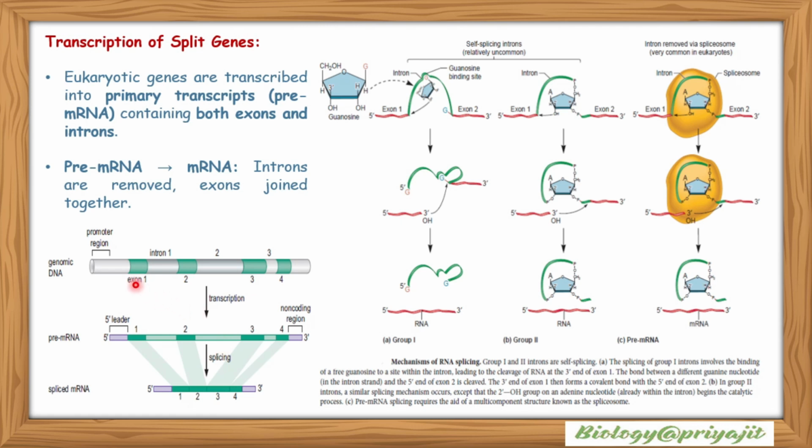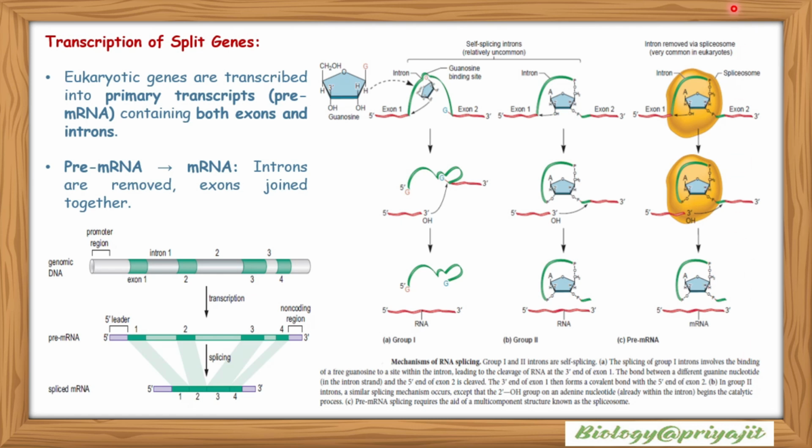There are some exons and intervening intron sequences. Intron sequences will be removed and exons will be joined one by one. There are basically three mechanisms for removing the intron sequences. Number one is group 1 introns, number two is group 2 introns, both of which are examples of self-splicing introns. The other category is introns removed via the spliceosome, a process very common in eukaryotes, which evolved later.